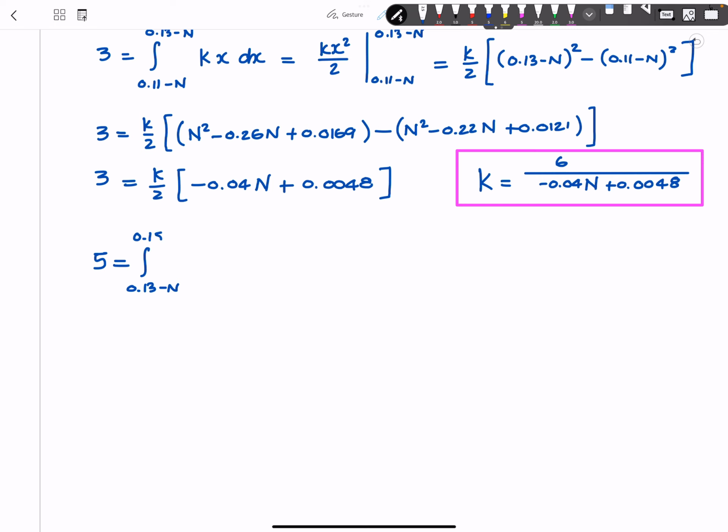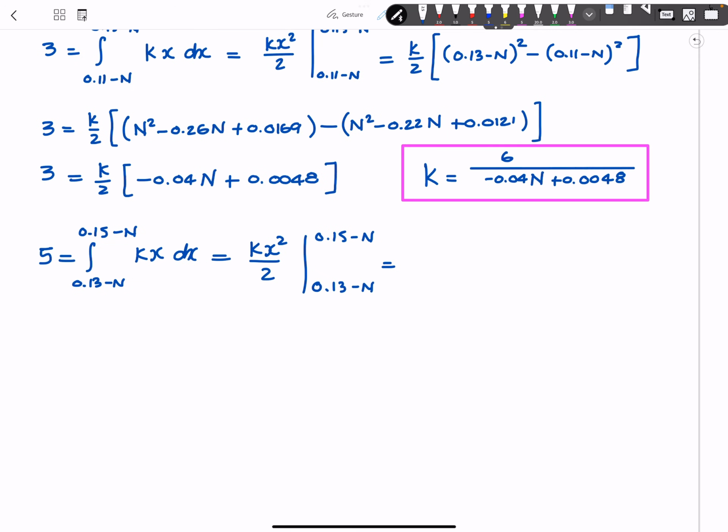And I tell you what, let's go ahead and box this answer because we will come back and use this in just a minute. Okay. Now, let's calculate the other piece. So the second part of the problem said that 5 joules of work is needed to stretch the spring from 13 to 15 centimeters. So this integral will look like the following.